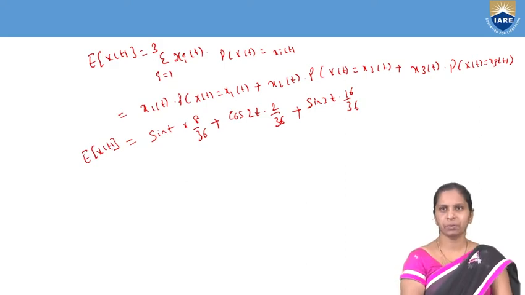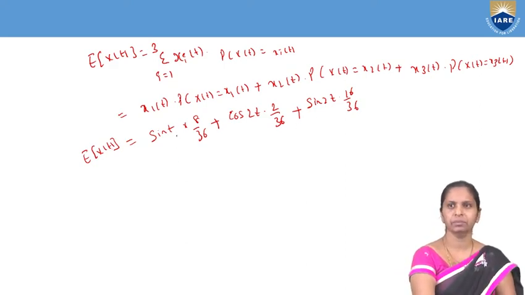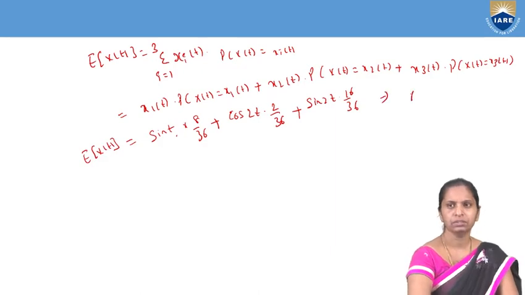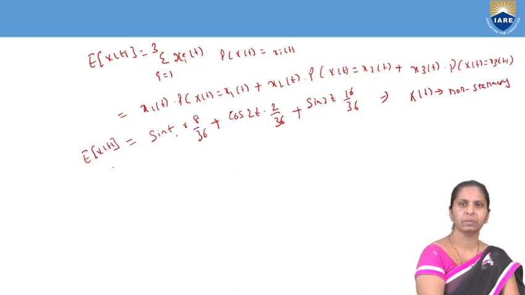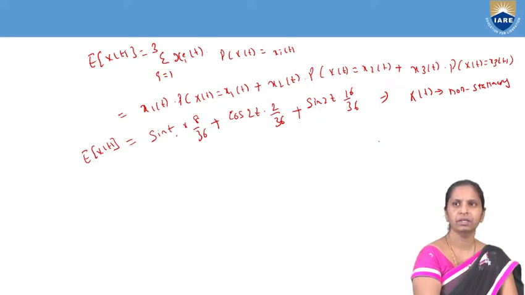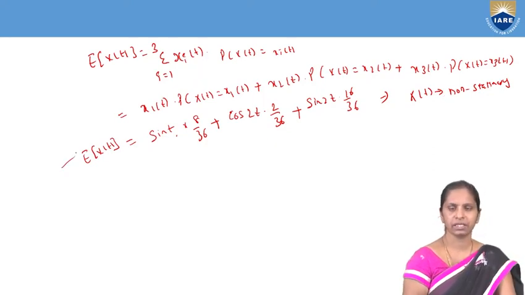If I observe the mean of the random process, it is depending upon time. Therefore, what is the type of random process? The random process is said to be non-stationary, because the statistical properties, the mean, is changing with respect to time. If t is changed, the mean is also changing. Is it right? It means the statistical properties of the random process are also changing. If the statistical properties are changing with respect to time, then that type of random process is called a non-stationary random process. So like that, you can calculate the mean of the random process x of t.